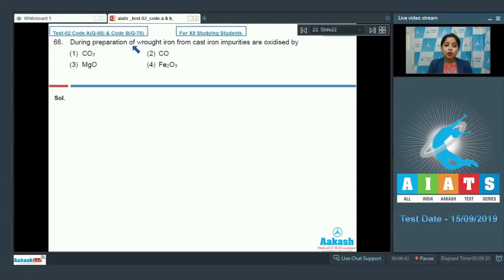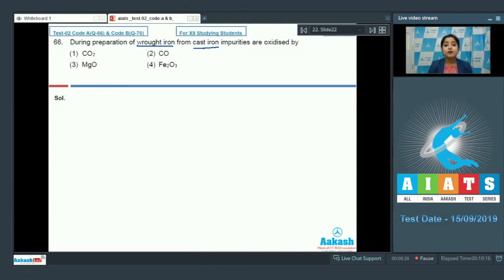During preparation of wrought iron from cast iron, impurities are oxidized by. The given options are carbon dioxide, that is CO2, CO, MgO and Fe2O3. Class, first of all, we need to know that wrought iron is the purest form of iron, which contains approximately 0.25 to 5% of carbon.